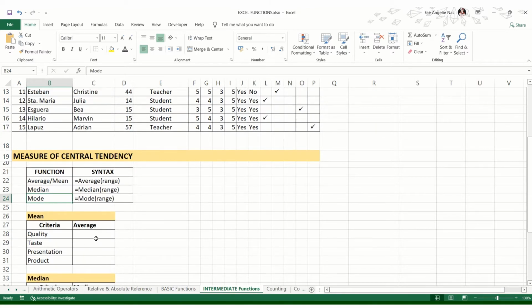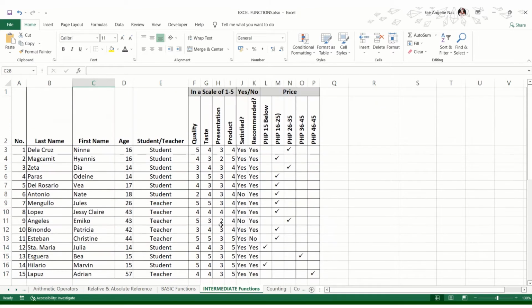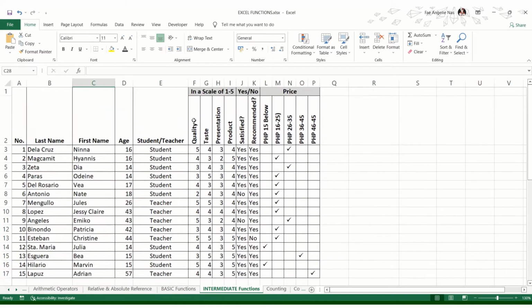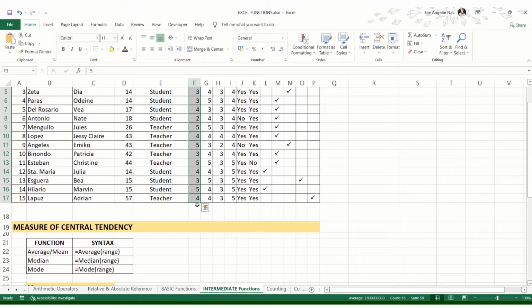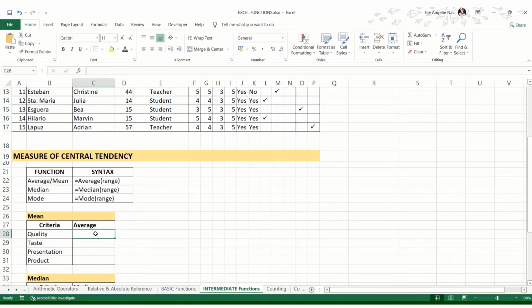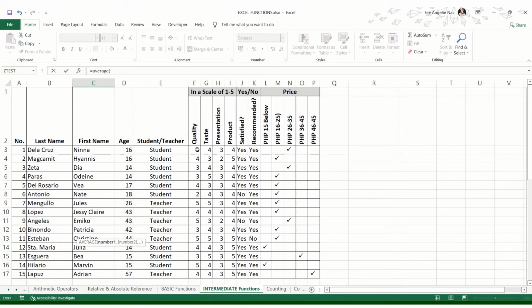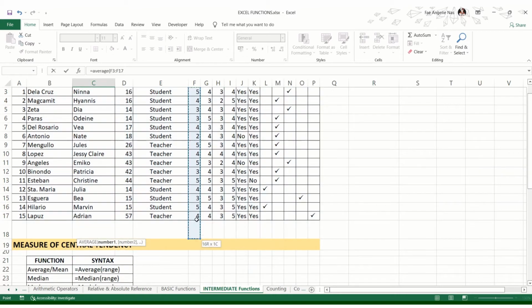So let's solve for the mean using our average function. Suppose we would like to know the average of the response of your taste testers in terms of the quality of your Starbucks milkshake. Here we have the responses written from F3 to F17. This will be our cell reference, the range of cells to be referenced. So let's type our function: equal sign followed by the function name, which is average, and then open parentheses, and then select the range of cells for the quality, and then close parentheses, and then press enter.